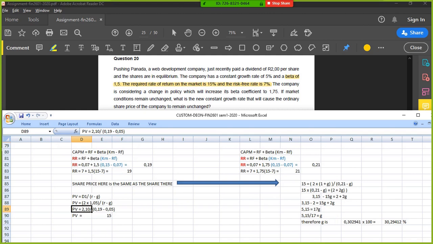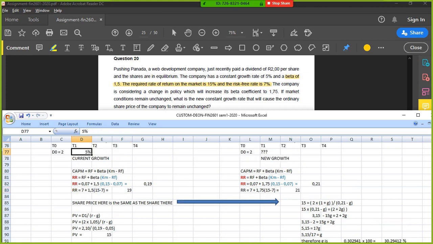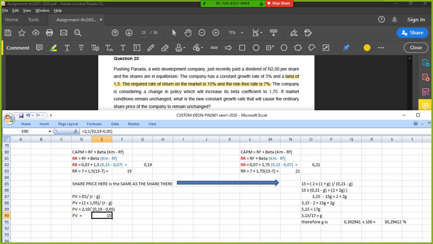Let's check that on the calculator. 2 times 1.05 is 2.1. Yeah, that's right. 2.1 is there. Okay, divided by open brackets 0.19. The 19 is the r. Yes. We've got the 19. We've got the growth, which is the 5. Yeah, that's perfect. Okay, let's check the answer. 2.1 divided by brackets. Yeah, the answer's fine. That working's perfect. Answer is 15. Okay, let's make the share price the same here.